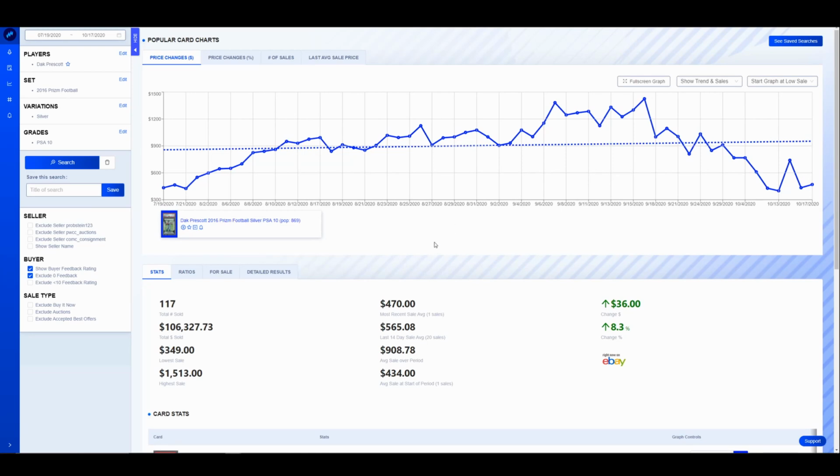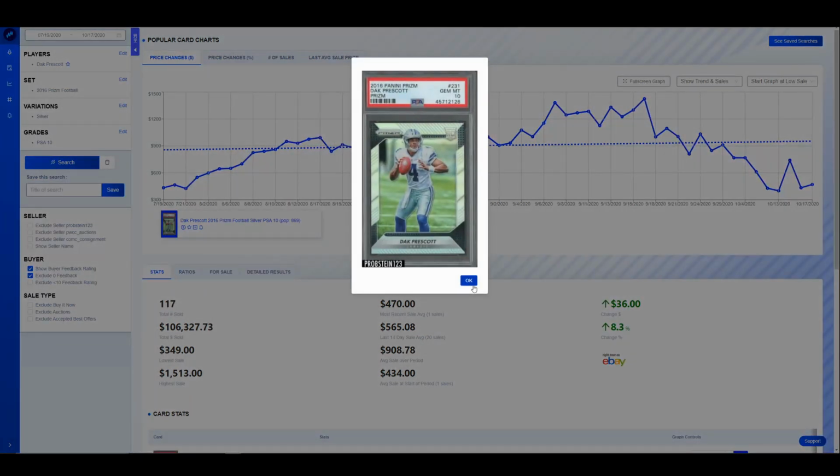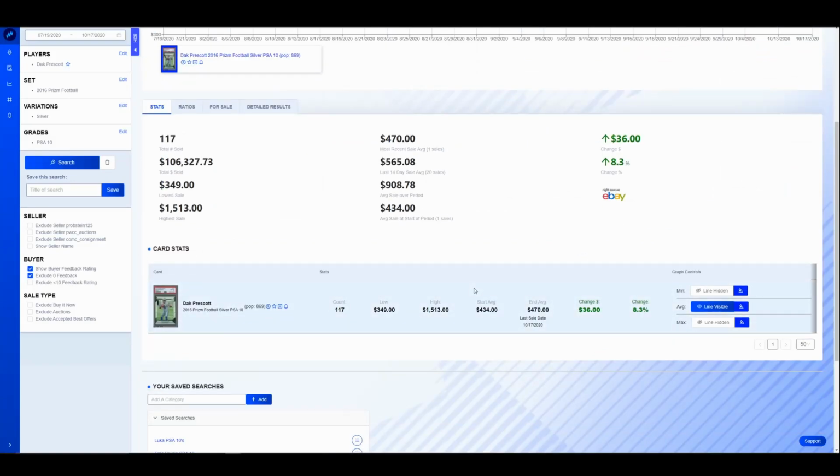So let's talk about two players that I think could be good buying opportunities. One's a long-term play, one's a shorter-term play. The long-term play is Dak. Dak's prices, this is his 2016 Prism. This is a silver or a Prism, that's the only way that they came back then. This is the PSA 10. You can see it's currently going for just under $500.